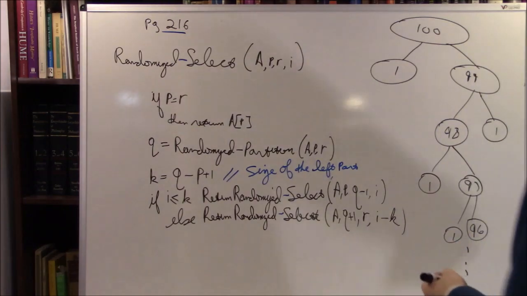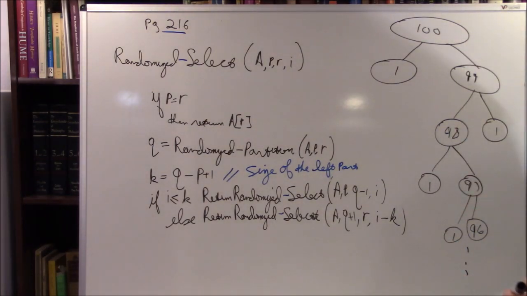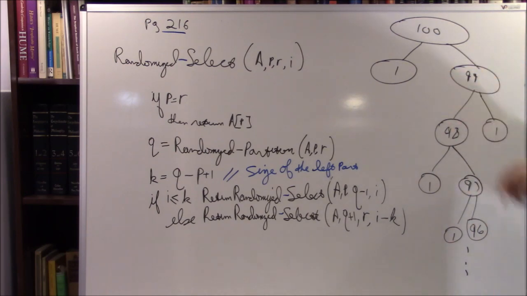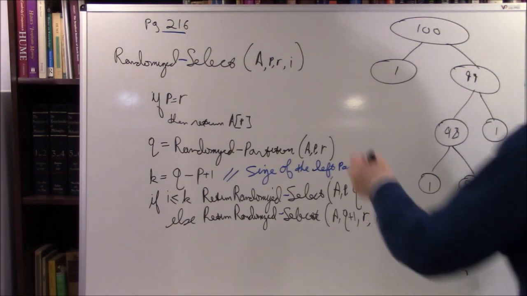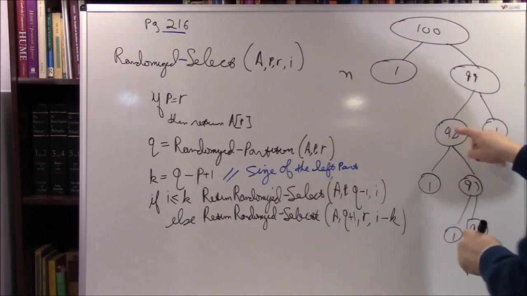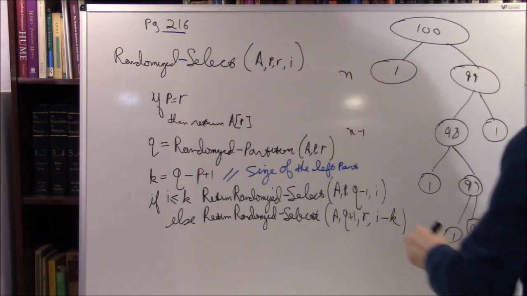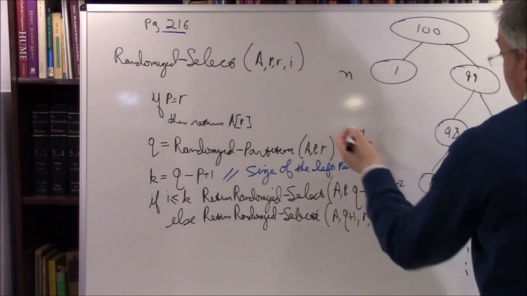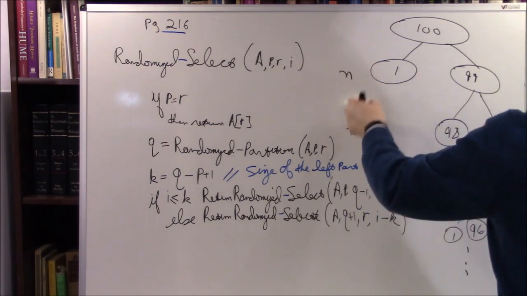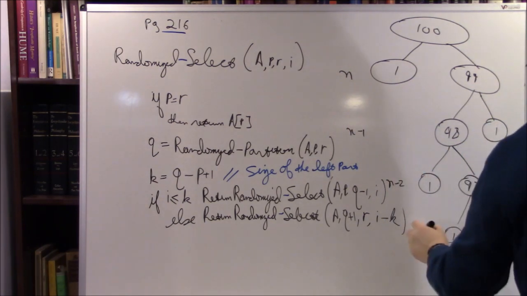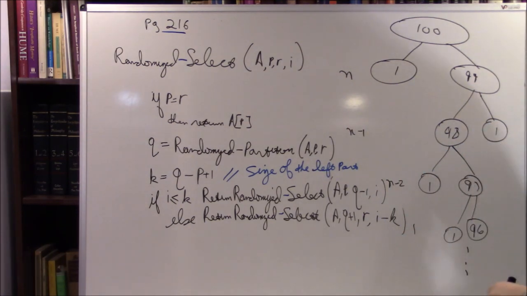Now, question: how much work is done for each one of these partitions? N. So I'm going to do N operations here. Here I'm really doing N minus 1 operations. That's fine. How many operations am I doing here? N minus 2. With 100 elements, I'm doing 100 operations, then 99 operations, 98 operations, etc.